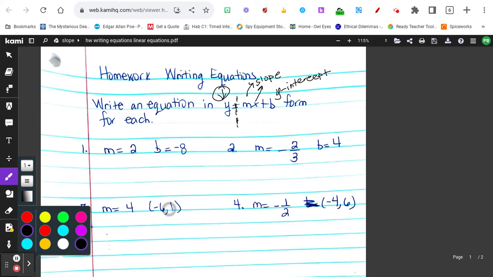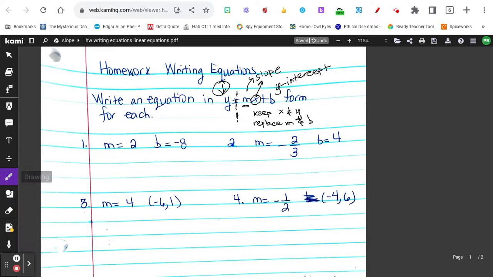So whenever you find a slope, attach it to your variable x. You're always going to keep x and y when you're writing these equations, and you're going to replace m, which is your slope, and b, which is your y-intercept. Okay.